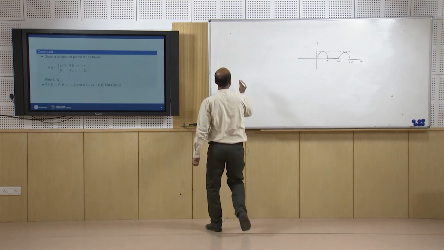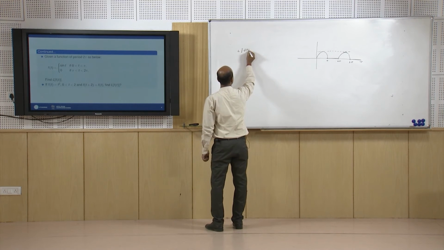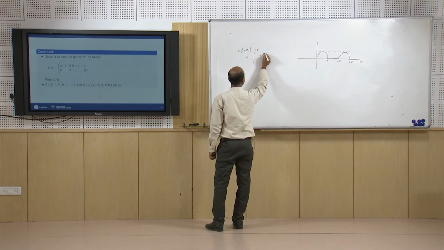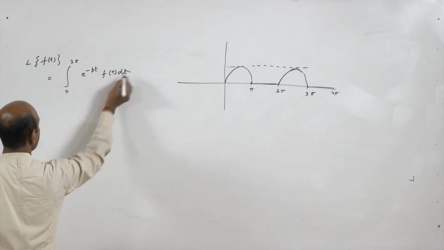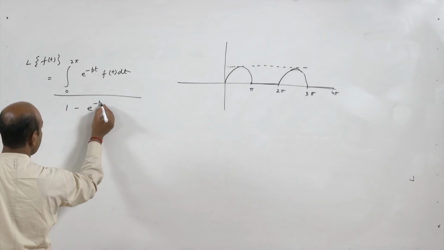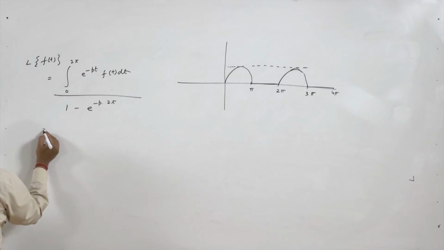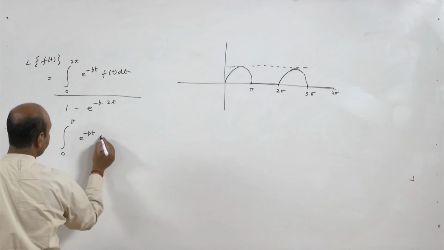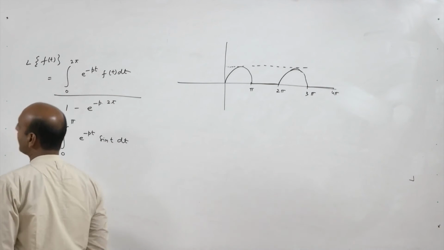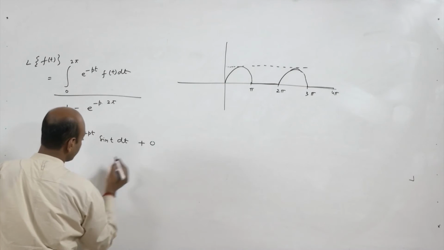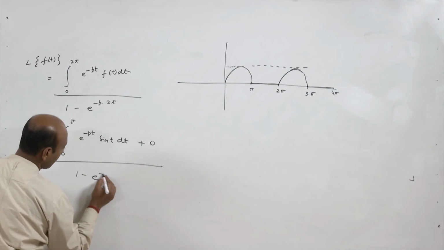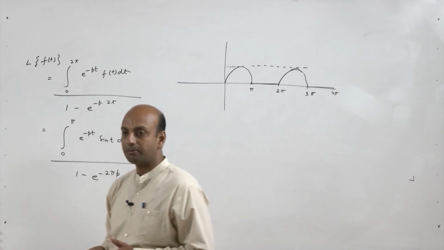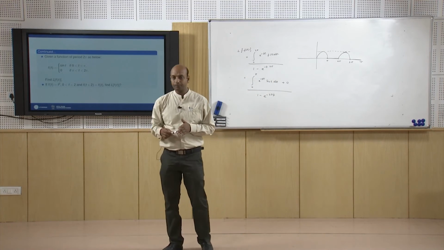Again we will use the same expression. Laplace of f(t) will be nothing but the integral from 0 to capital T, where capital T is 2 pi here, of e^(-pt) f(t) dt upon 1 minus e^(-2 pi p). You can break it from 0 to pi, e^(-pt) times sin t dt, and from pi to 2 pi it is 0, so plus 0, upon 1 minus e^(-2 pi p). Now one can easily solve this expression by applying integration by parts, and we can get the final answer. Okay.